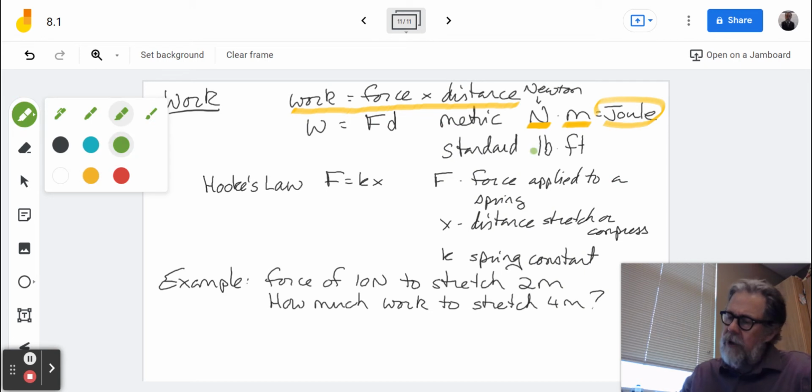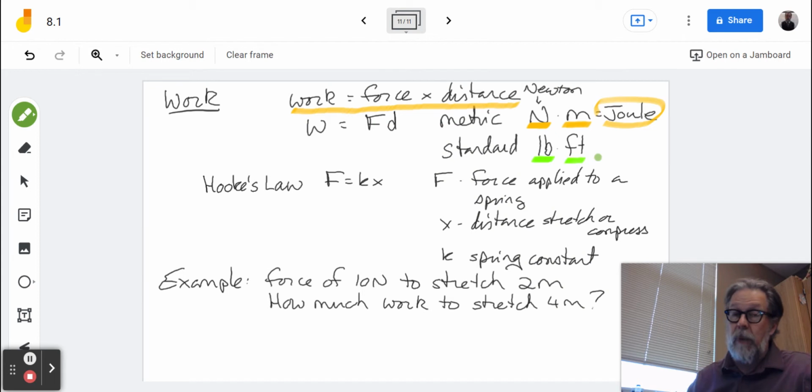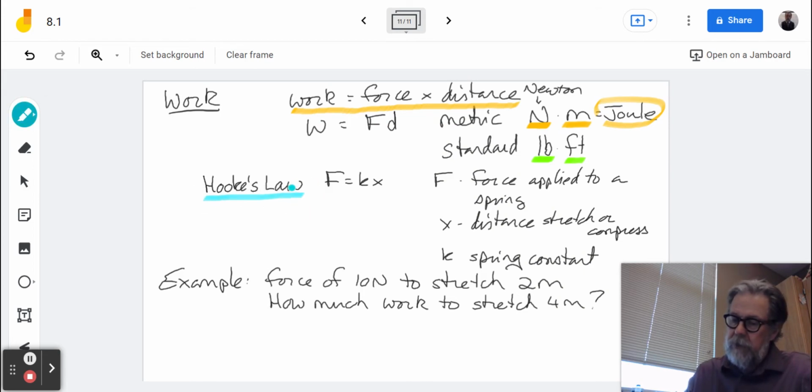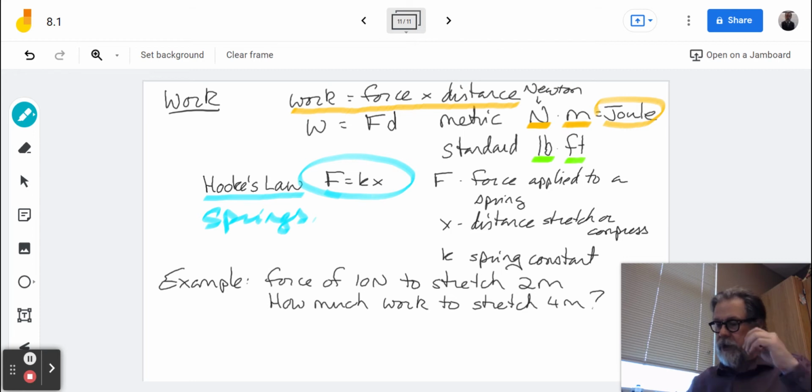And in standard units, force is measured in pounds, distance in feet, and we get pound-feet as an amount of work. We also have another equation called Hooke's law, and Hooke's law deals specifically with springs. Hooke's law says that the force applied to a spring to move it a distance x from its resting position, either stretch it or compress it, is equal to a spring constant times the distance that it is stretched.